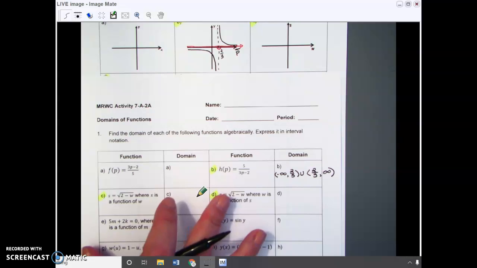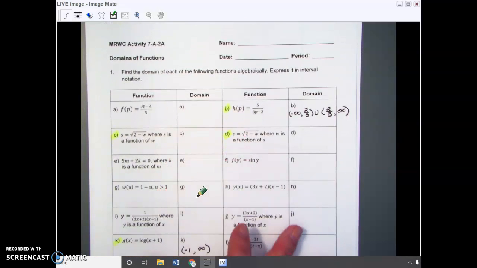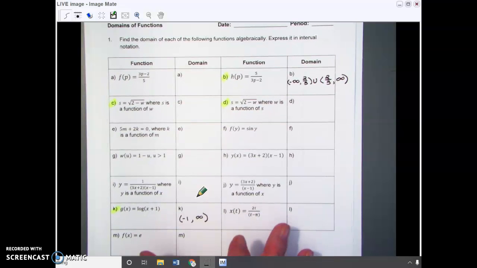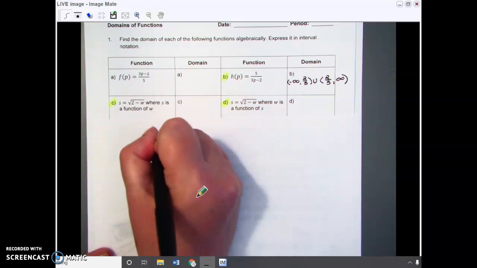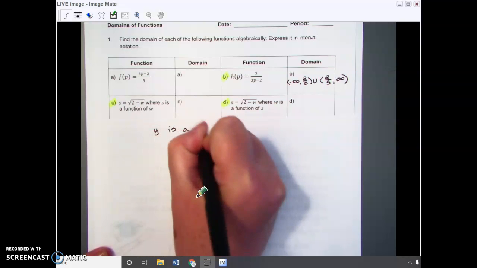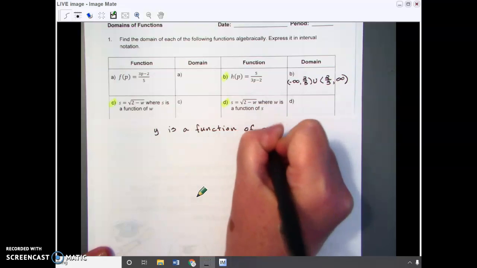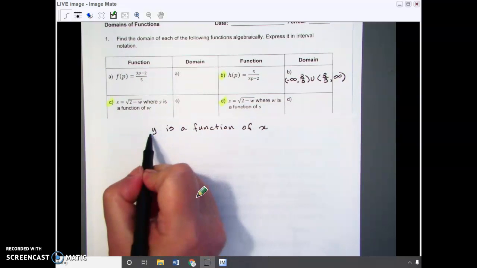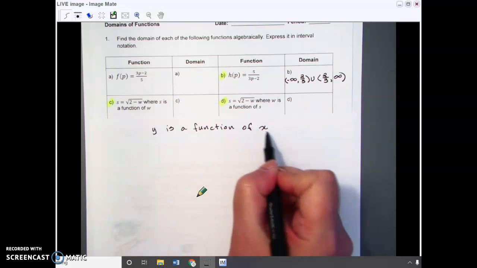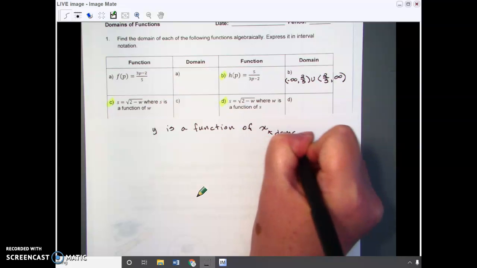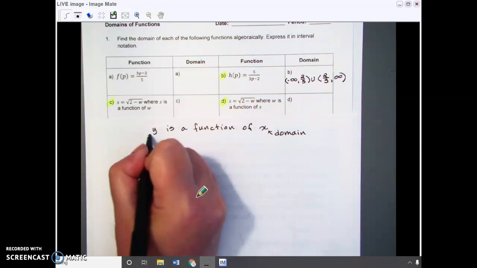So then I want to talk about C and D, because those two, I'm not sure if you've ever seen questions like that before where we switch who represents the domain and who represents the range. So I want you to think about the traditional statement that says y is a function of x. With that statement, we assume that y is the dependent variable and x is the independent variable. So x would represent the domain and the values of y would represent the range.